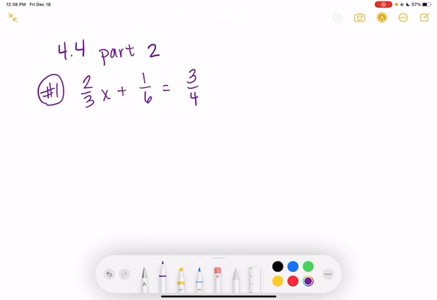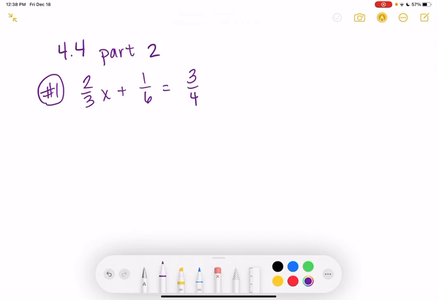Welcome back. This is section 4.4, Solve Linear Equations in One Variable, part 2. Today we'll be looking at equations that have fractions. Okay, so we're just going to do 5 problems today.